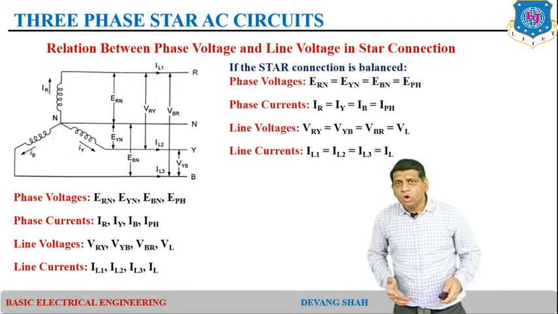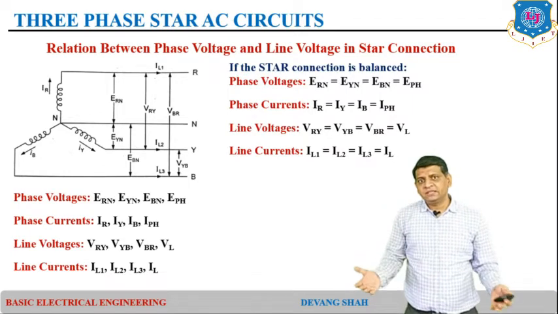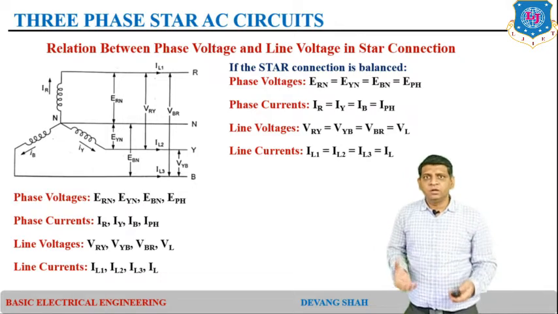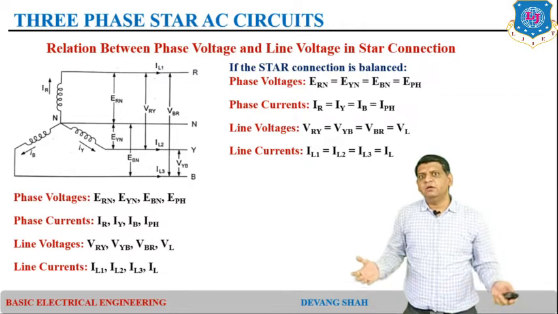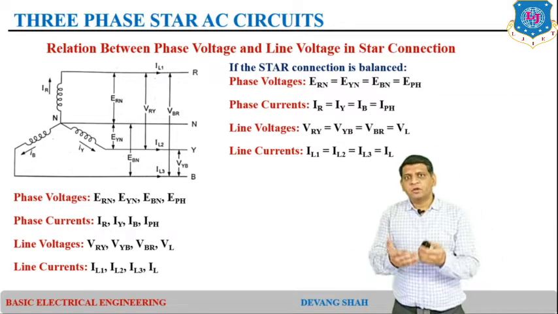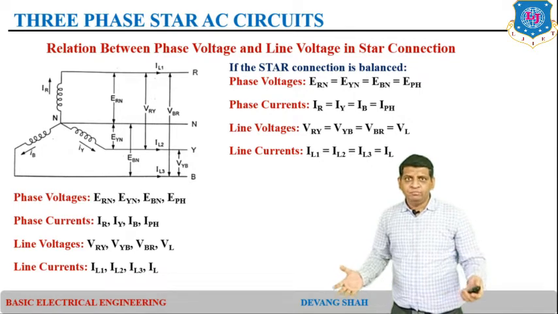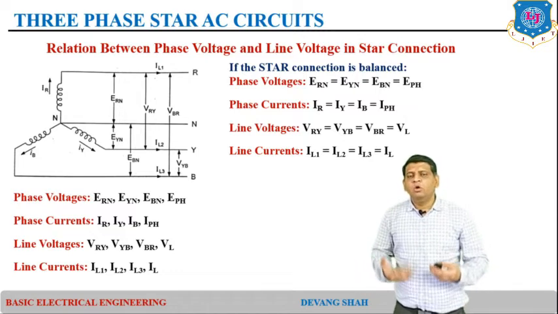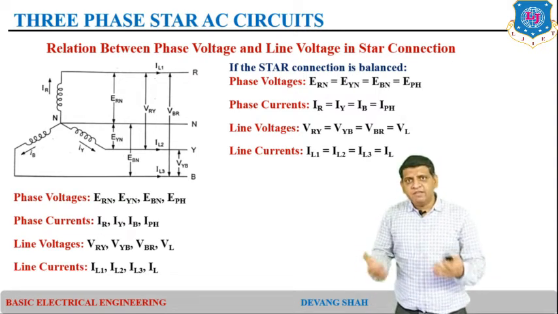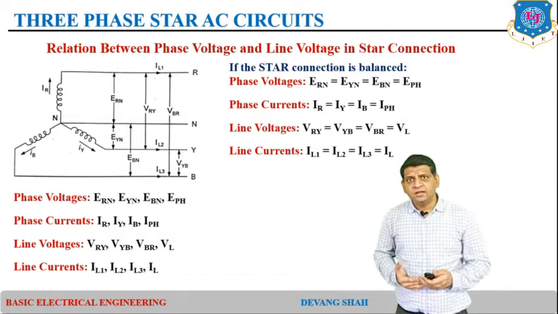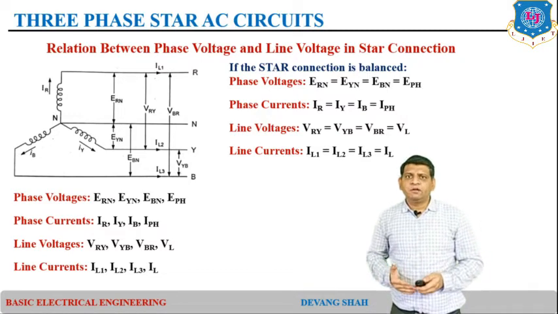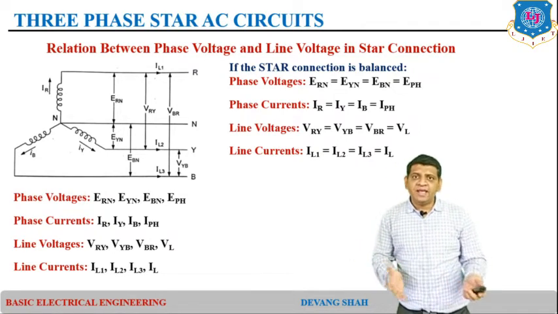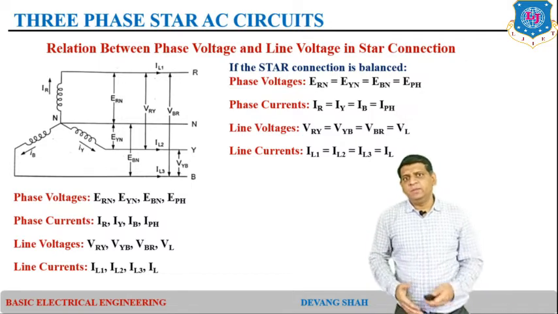So if you talk about this star connection, which is balanced, that means whatever EMF is generated is the same in magnitude but 120 degrees apart from each other, right. All the magnitudes of generation of the three phases, red phase, yellow phase and blue phase, are identical, generating the same magnitude of AC signal, but all are 120 degrees apart from each other. In that case, I can consider my phase voltages as ERN equal to EYN equal to EBN, and that is equal to EPH in the general way.